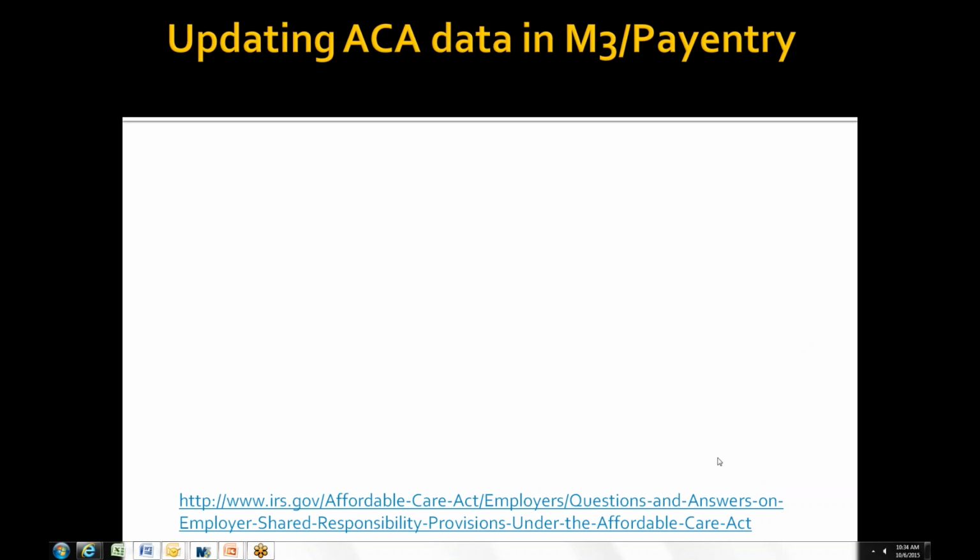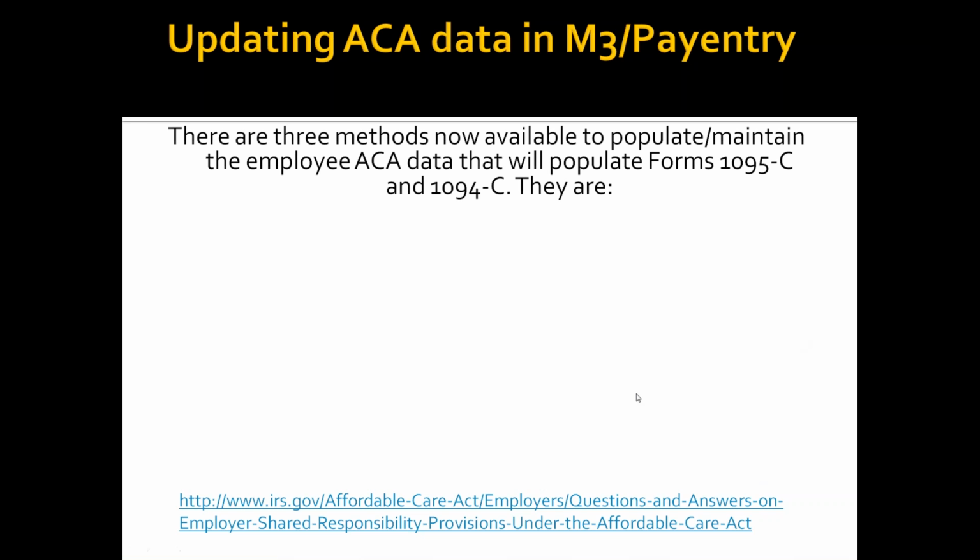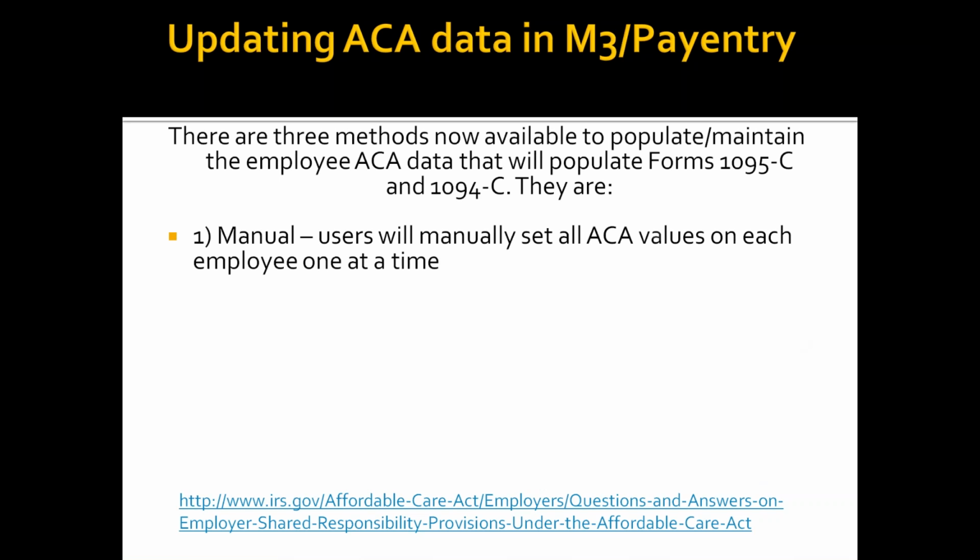Within Payentry, we're going to be providing 3 methods now for populating the data within the system. These 3 methods are one manual. You can use the ACA tab for each individual employee to populate the needed data one employee at a time.